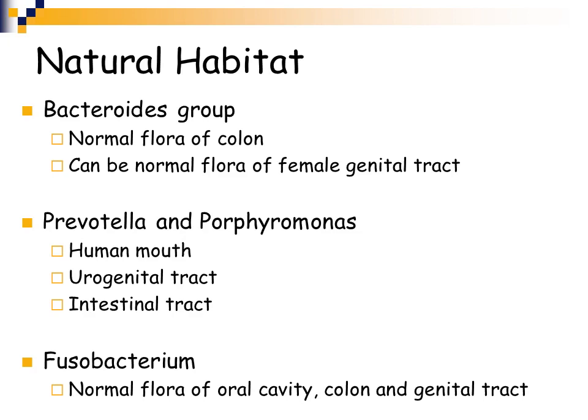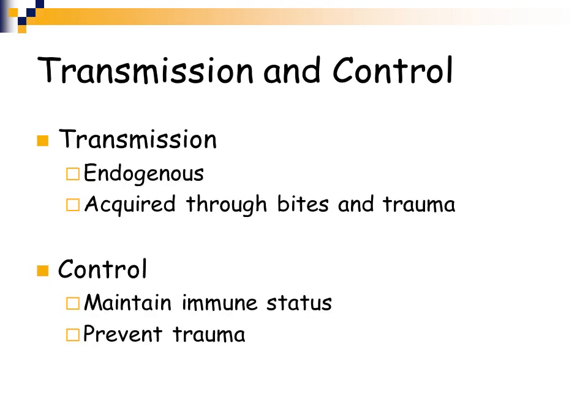Now, Prevotella and Porphyromonas are normal oral flora, the human mouth. Can be flora in the urogenital tract as well as the intestinal tract. And Fusobacterium is normal oral flora, the colon, as well as the genital tract. So you can expect to find these organisms in the body. Bacteroides is a more common cause of human infection. The others aren't as common, but if the opportunity arises, any of these organisms can cause infection.